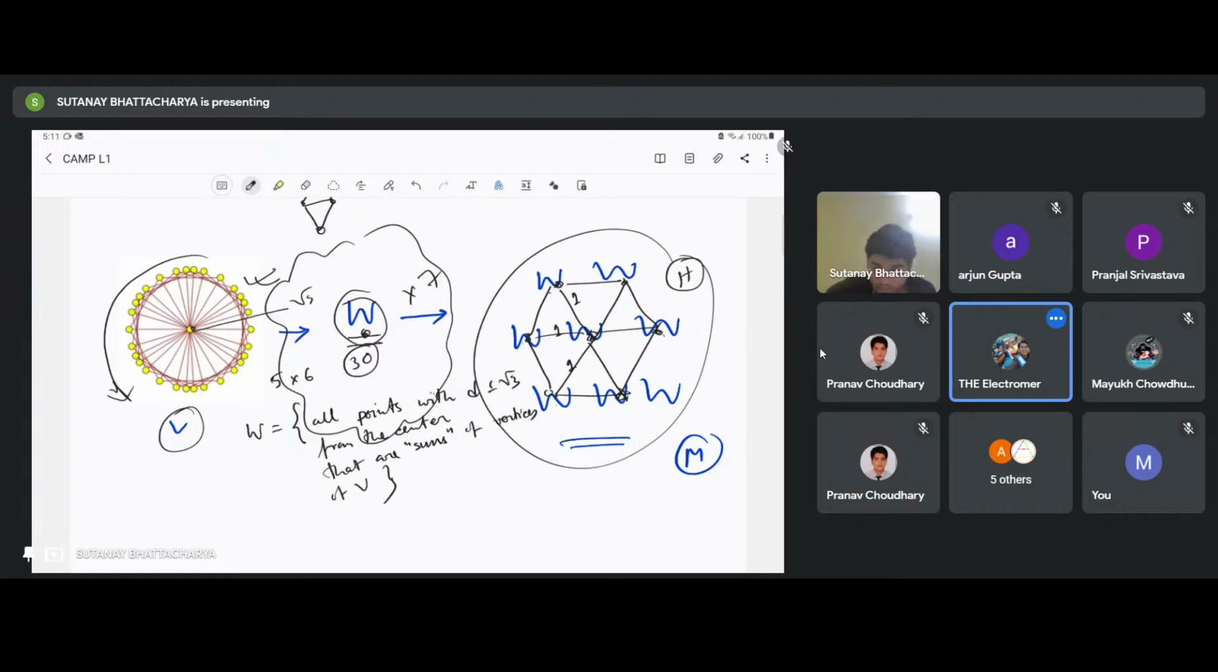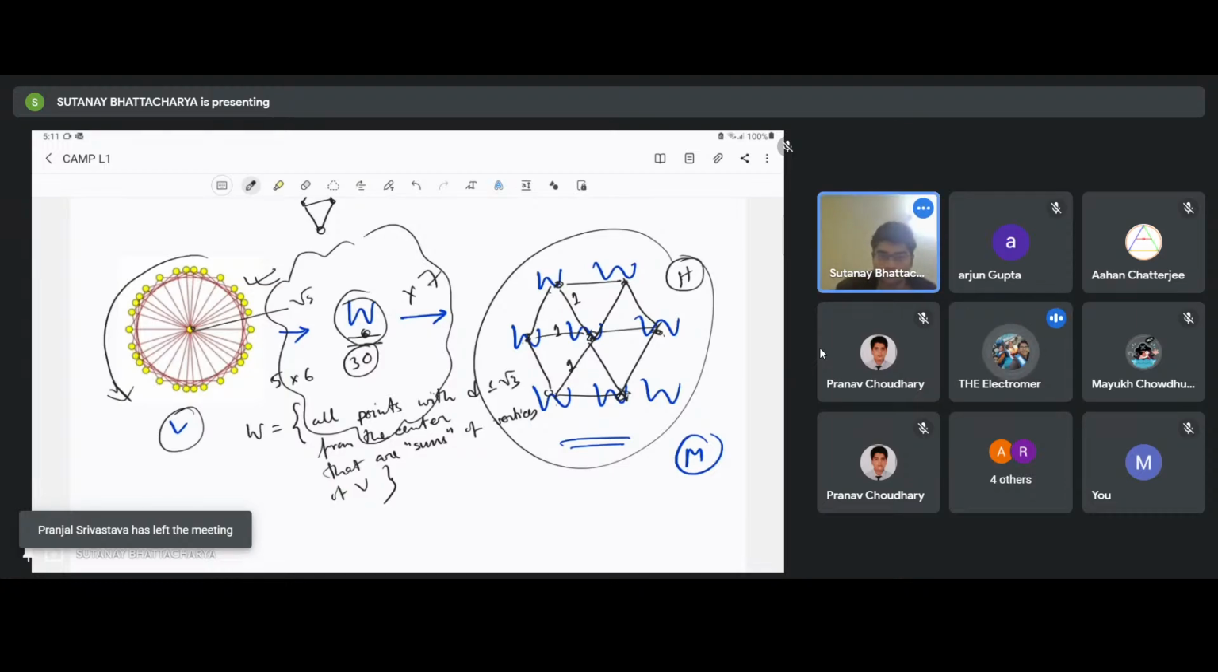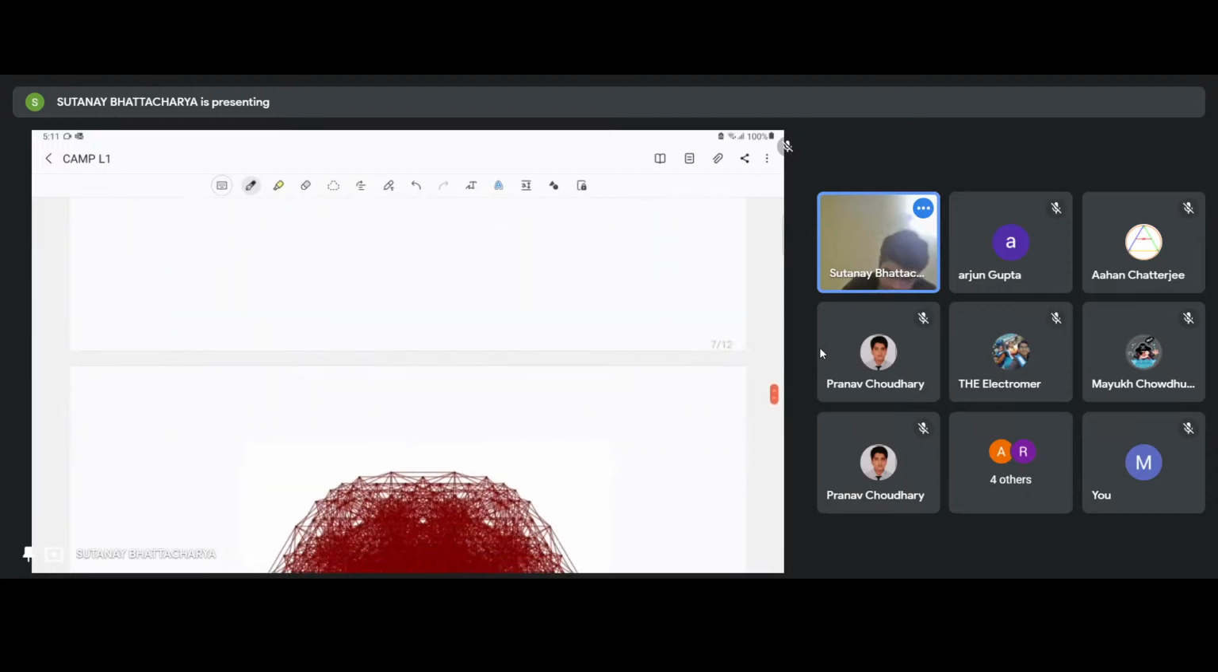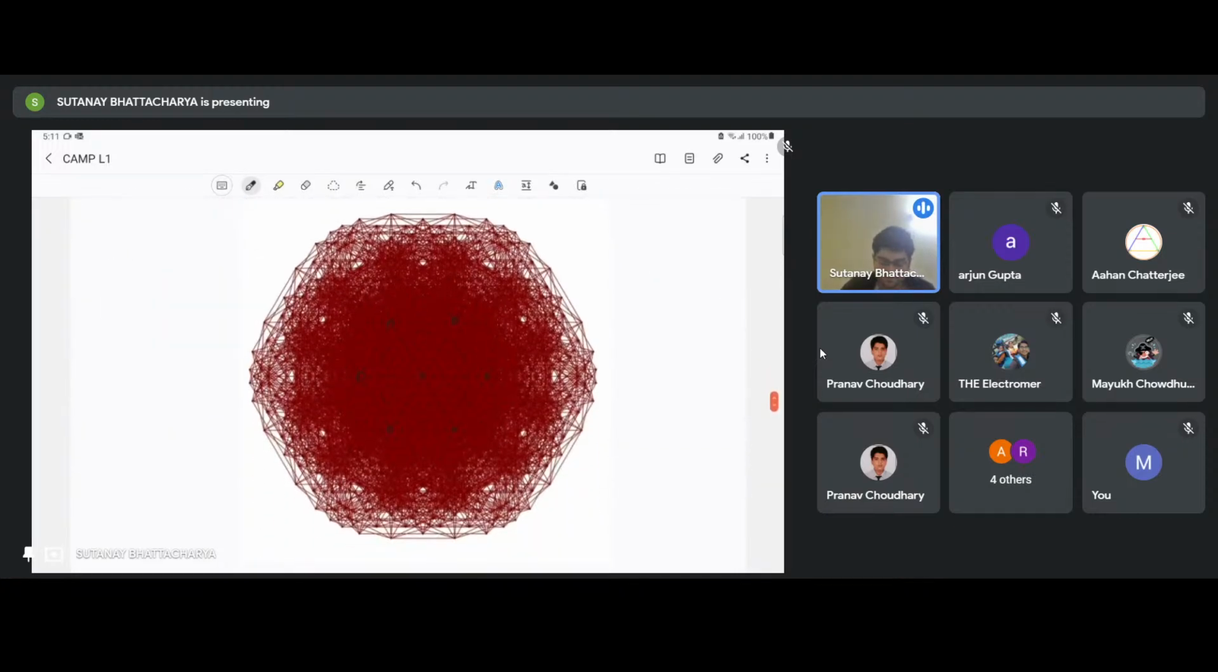Points that are, like when we are making a copy of W, congruent points lie on H. Yes, that's also a different way of saying that. Yes, correct. So yeah, this is what that would look like.